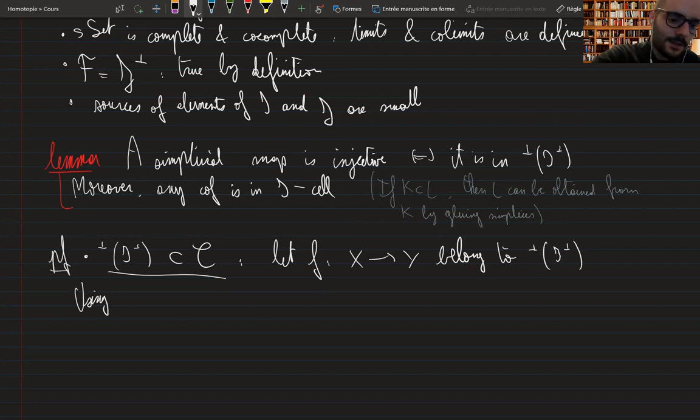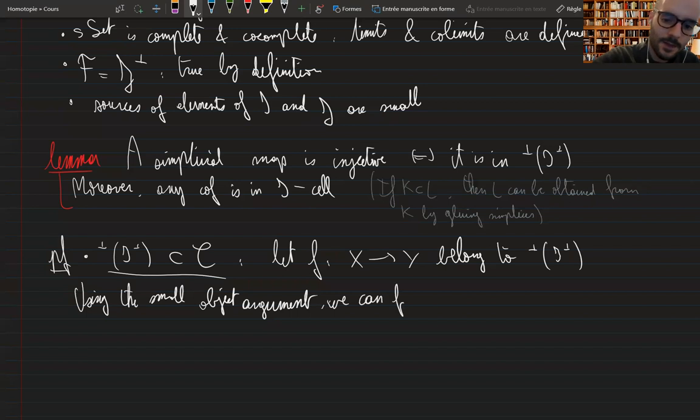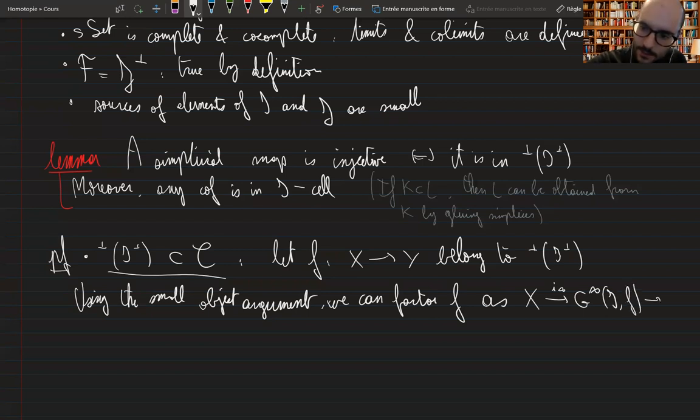Okay. So using the small object argument, we can factor F as P infinity composed with I infinity. So X goes into G infinity of F, and then into Y, where this is P infinity, where I infinity is in I-cell.